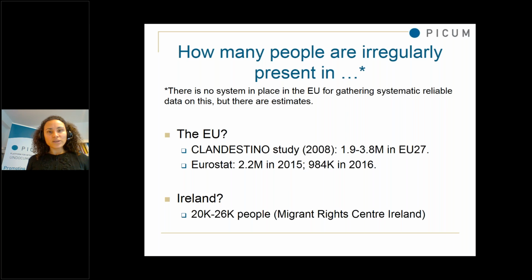Now, how many people are irregularly present in Ireland? The Migrants' Rights Centre Ireland has estimated that the number is somewhere between 20 and 26,000 people.